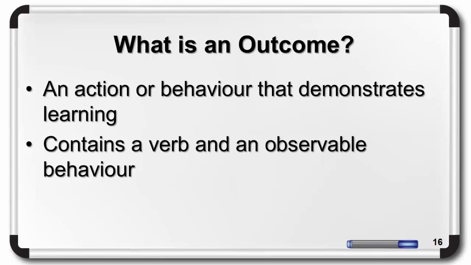First, it's important to understand what an outcome is. An outcome is an observable action or behavior that demonstrates learning. Because it's an action, outcomes contain verbs which are carefully chosen to define the observable behaviors which are relevant to the curriculum or lesson. Terms which are sometimes used instead of outcomes are learning objectives and learning goals, although educational theorists often differentiate between these terms.